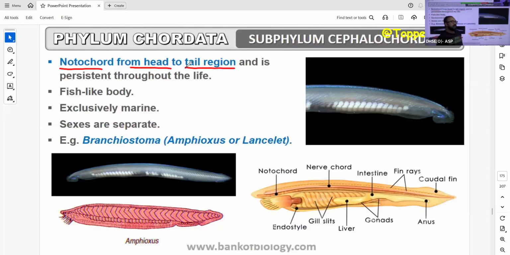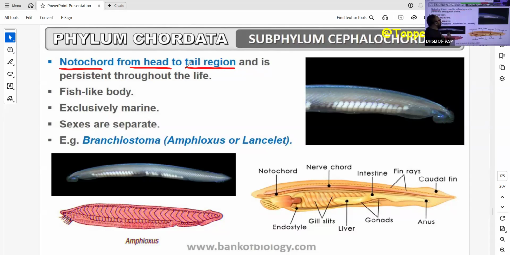In case of urochordata, notochord is present in the embryonic tail only. That means it will be found only in the tail region, plus only in the embryonic stage. It does not persist after that.